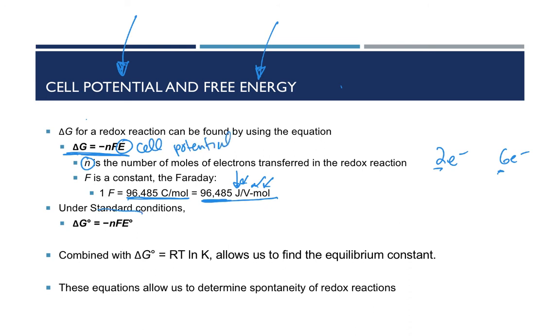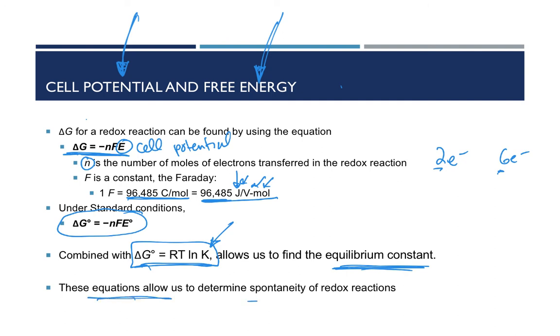Under standard conditions, we can then go ahead and figure this out. We can use the standard form of that equation. So delta G standard equals negative nF E cell standard. All right. And if we then combine that with RT ln K from our previous unit, that would allow us to find the equilibrium constant. So not only can we relate cell potential to delta G, the free energy, we can also relate cell potential to the equilibrium constant. Okay?